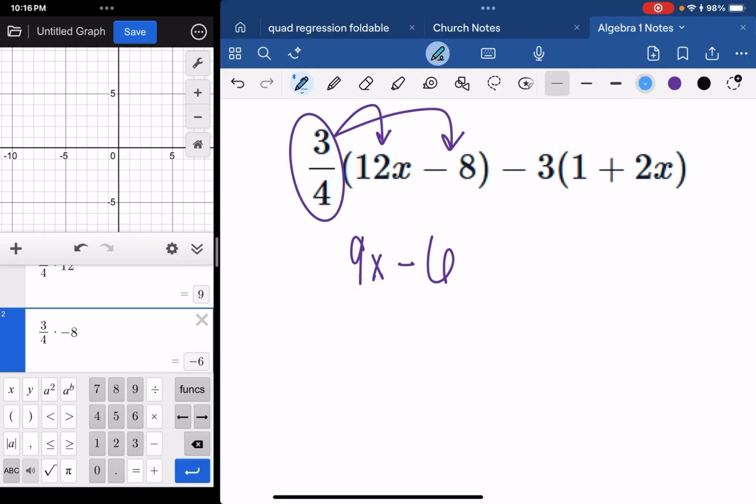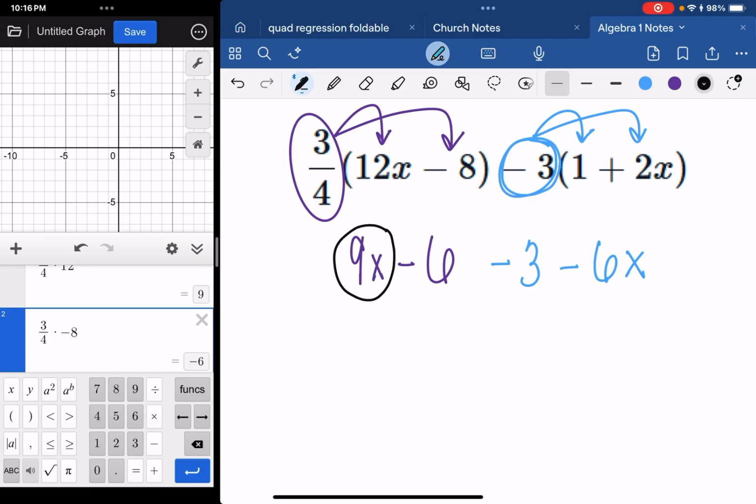All right, but then I have to distribute this -3 because notice I have two sets of parentheses, meaning I'm going to multiply twice. So I have -3 times 1, which is a -3, a -3 times 2x, which is a -6x. Once I'm done distributing, now I combine like terms. So I have a 9x, a -6x, so that is a 3x.